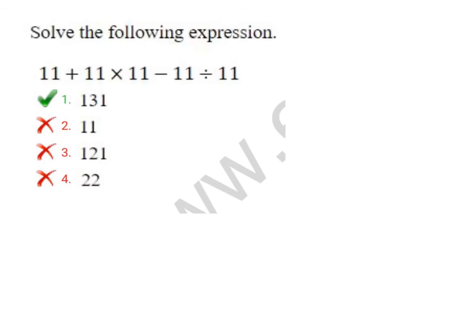Solve the following expression. 11 divided by 11 is 1. 11 into 11, 121. So 11 plus 121 minus 1. That is 120 plus 11, 131. That's a silly one.